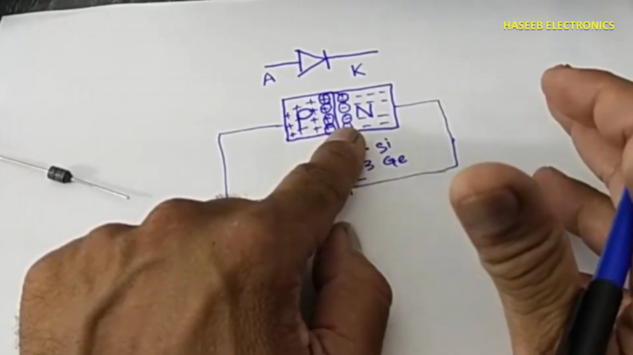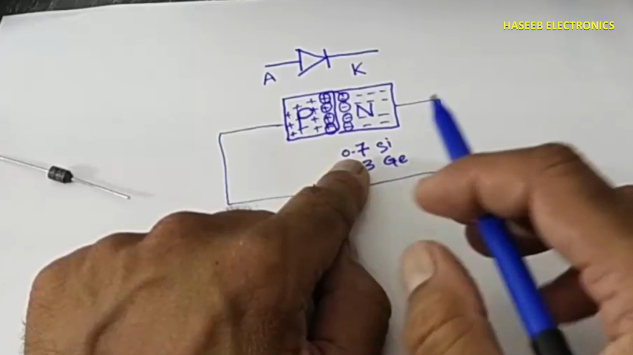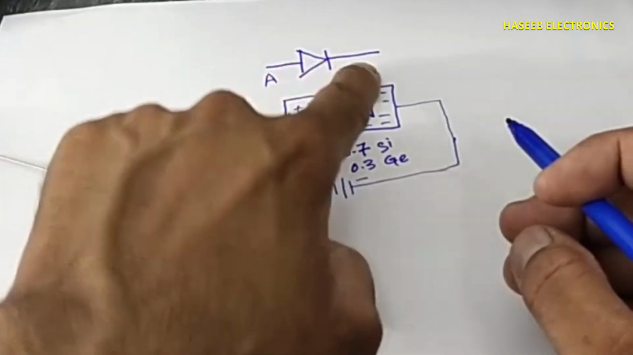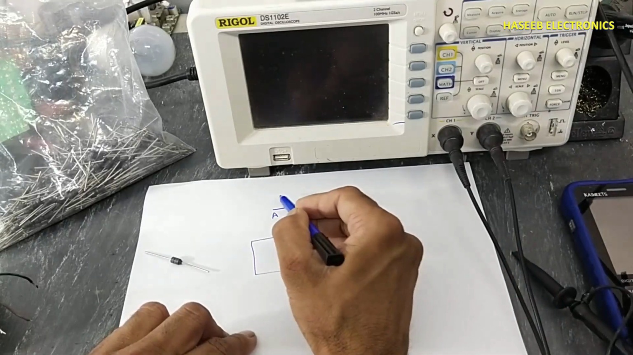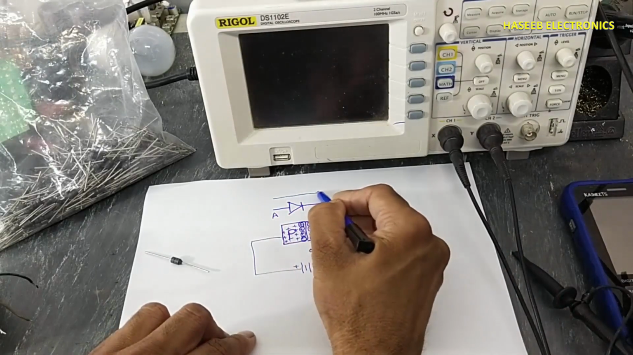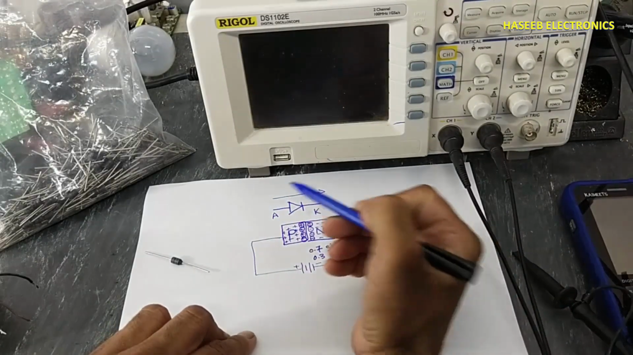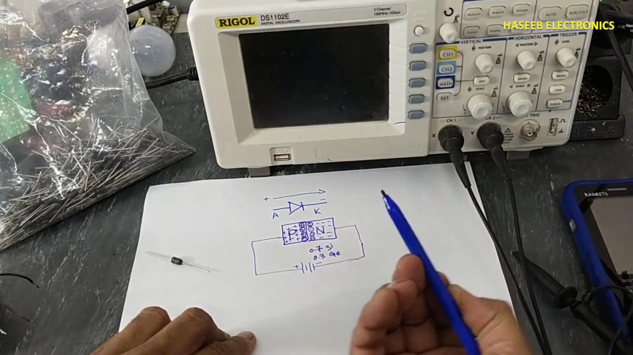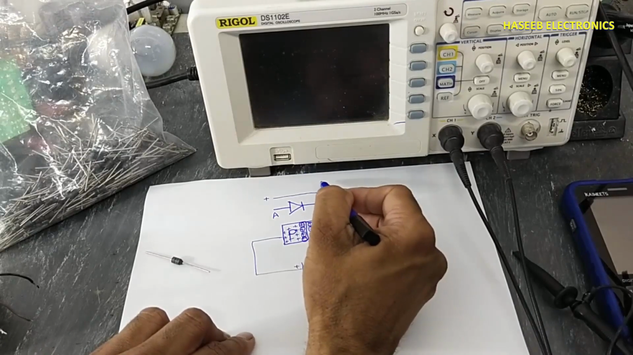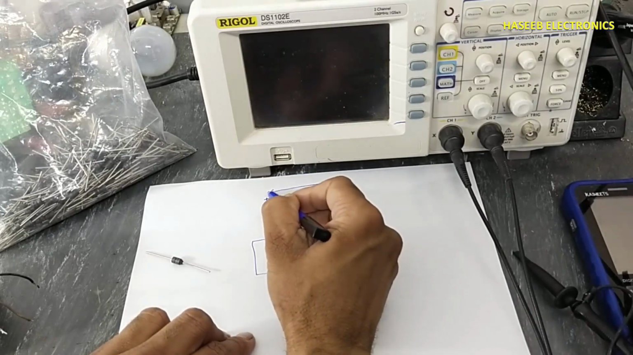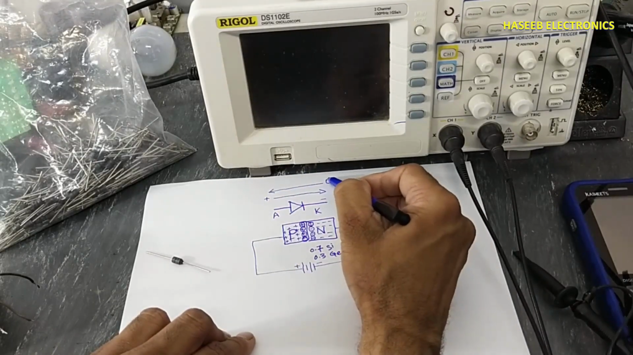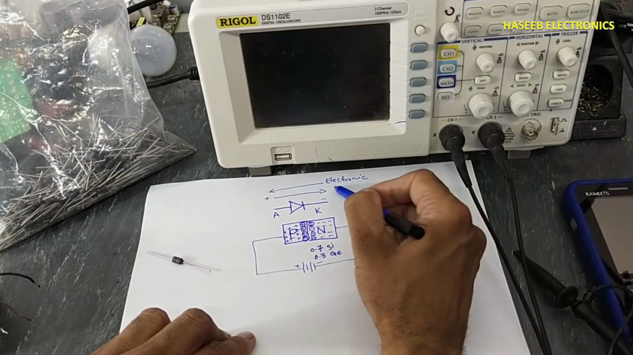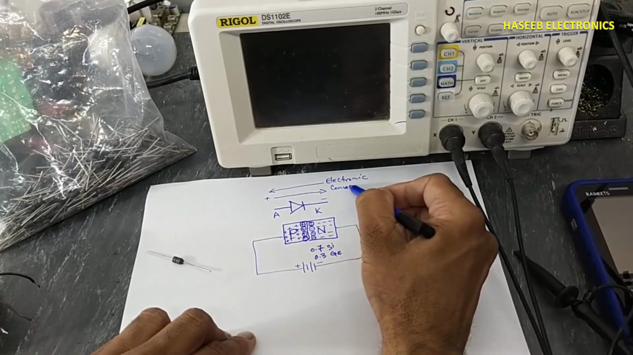In forward condition, when the voltage exceeds 0.7 volt, at that time the current will flow. If we say conventional current, it will start to flow in this direction, positive to negative. If we say electronic current, then we give the arrow in this direction. Electronic current, conventional current.